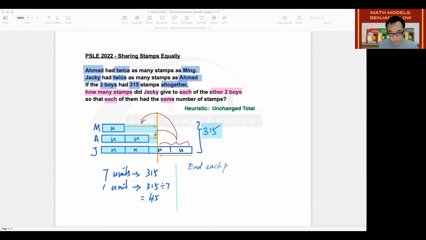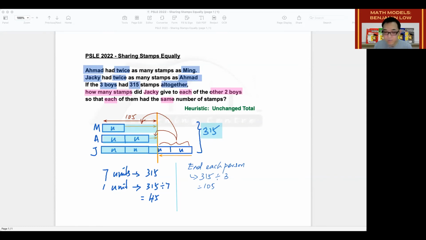Each person, it doesn't matter who it is, should all have the same. The working is to take 315 and divide that by 3 because there are 3 of them. If you take 315 divided by 3, you should get 105. That means Ming should have 105 in the end. Ahmad should have 105 in the end. So basically Ming's amount in the end would increase, and so would Ahmad, and they will all end up with 105.